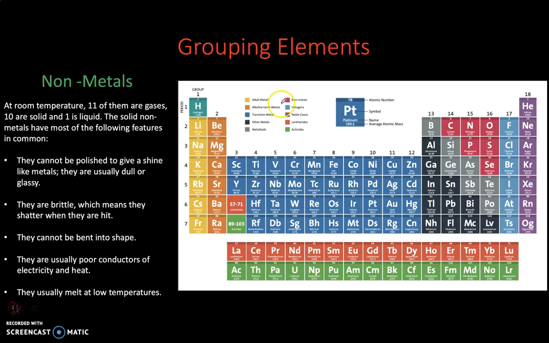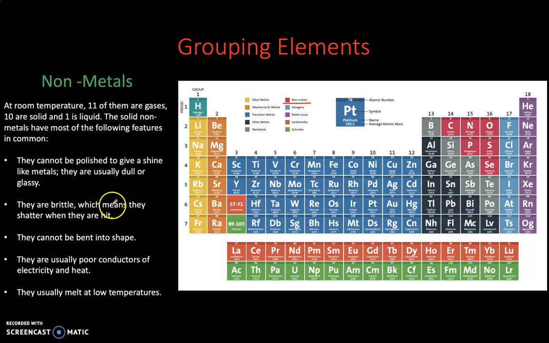Our non-metals, which are these ones here, at room temperature, 11 of them are gases. So they also include some of these ones here as well, our other metals and metalloids here. The solid non-metals have most of the following features in common. So the solid non-metals. They cannot be polished to give a shine like metals. They're usually dull or glassy.